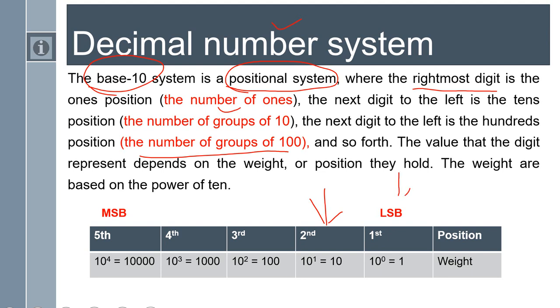So here is the least significant bit, because this bit will represent the number of ones. And here is the most significant bit. The reason is it will represent the number of groups of hundreds, thousands, and so on. That's why it is the most significant bit, and this is the least significant bit. And these are basically the weights, and these are the positions.